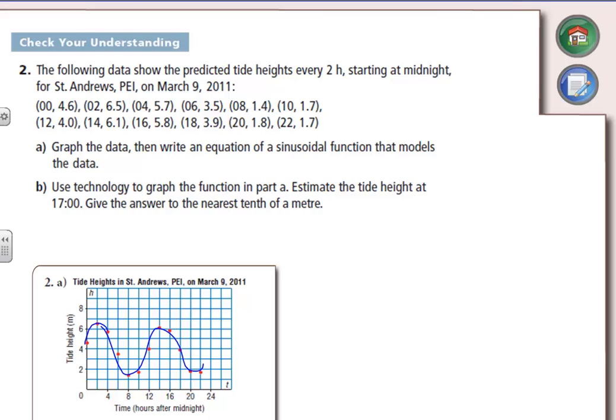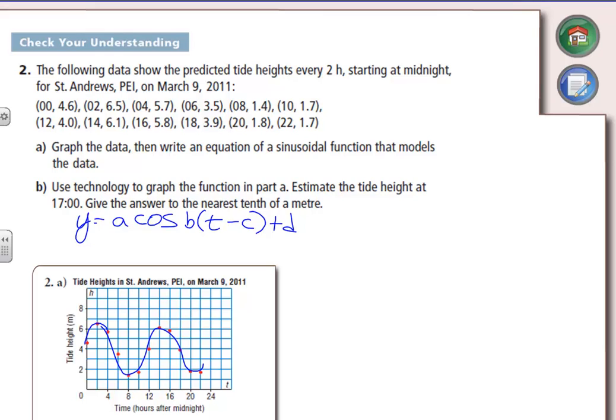Sinusoidal. Now we have to decide, are we going to go with a cosine or with the sine? I look at it and say, I can pick off the maximum point easier, so I'm going to use a cosine graph this time. So y equals a cos of b bracket t minus c, plus d.